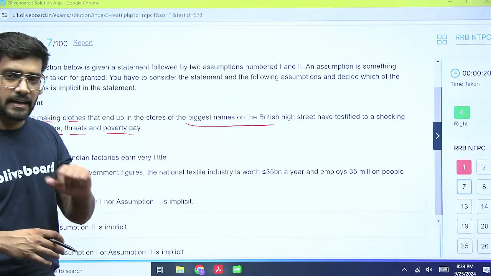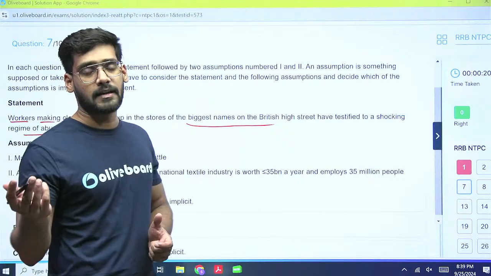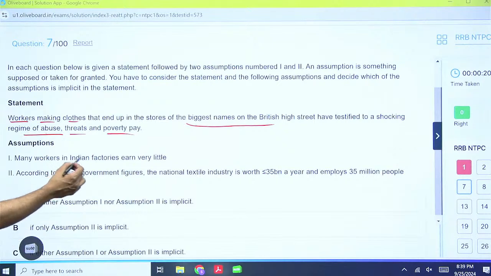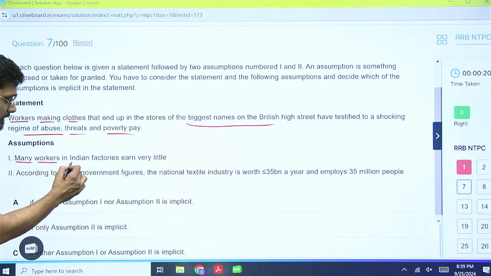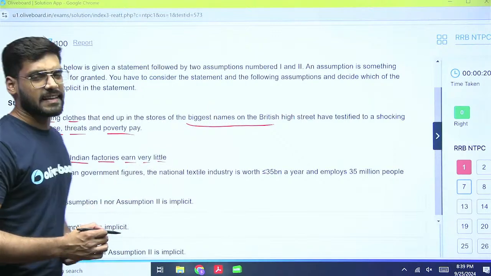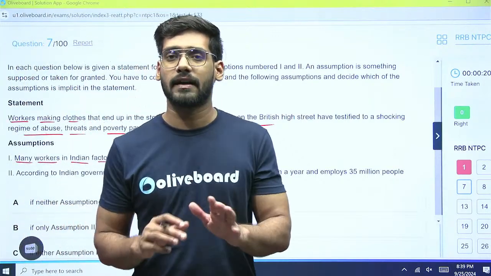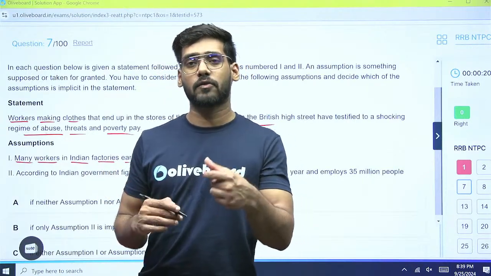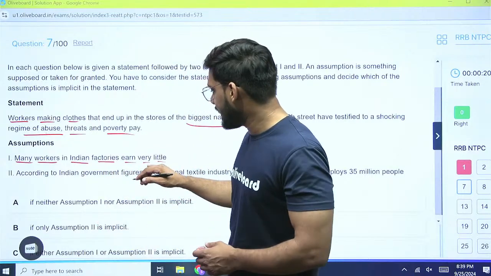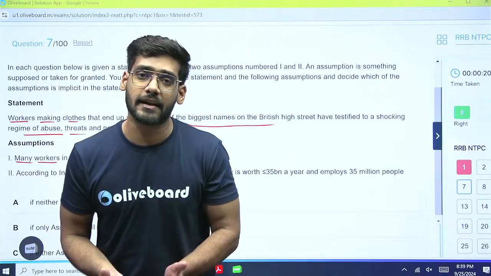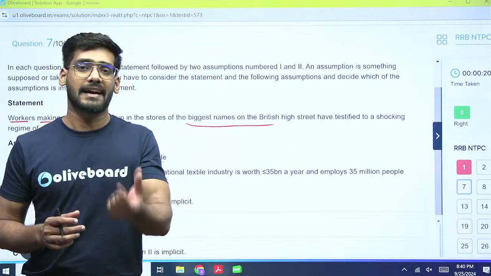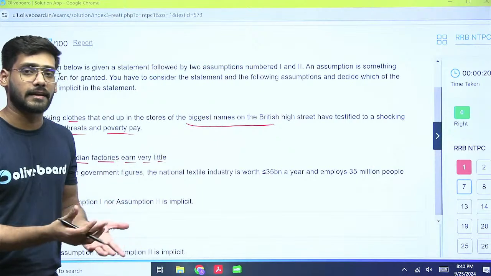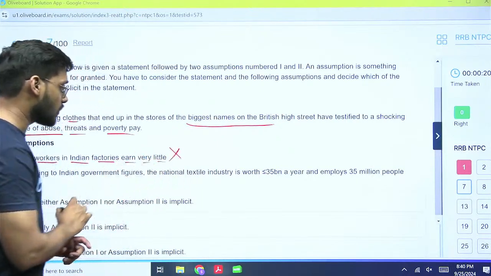Now let's see the assumptions that we can make from this statement. In assumption number 1, we are given many workers in Indian factories earn very little. In the statement, it is nowhere mentioned that we are talking about Indian factories. So how can we assume only about Indian factories? We cannot say anything about any particular country or nation. We cannot assume this, so the first one is not implicit.